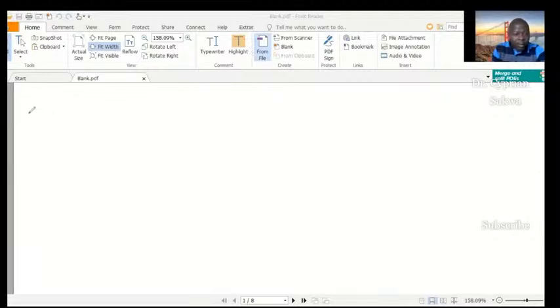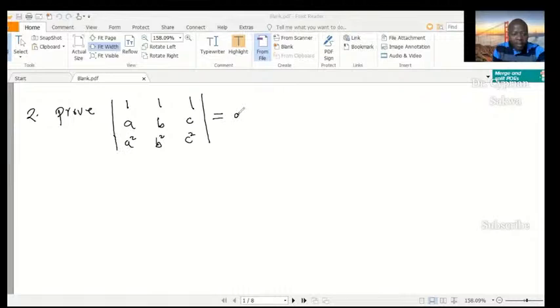So the example here, that is our question number 2. It says prove that the determinant of 1, 1, 1, A, B, C, A square, B square, C square, is the same as A minus B multiplied by B minus C multiplied by C minus A. So I want to prove that this is the determinant of this.